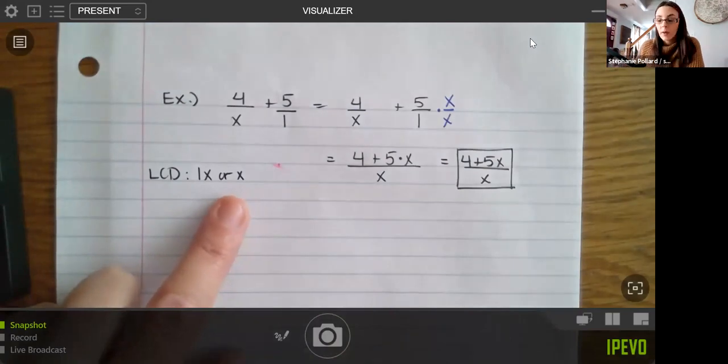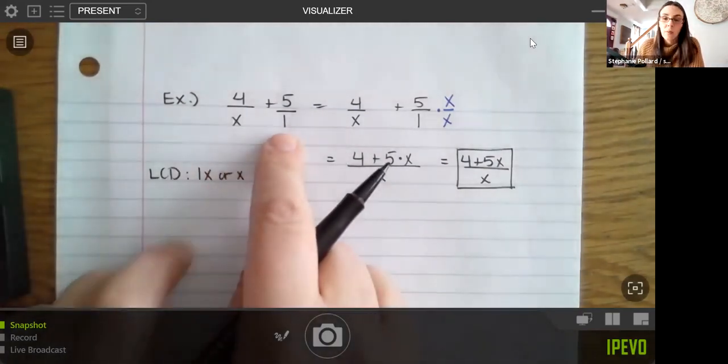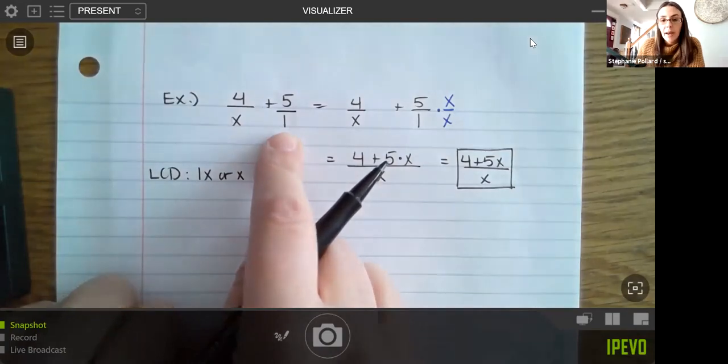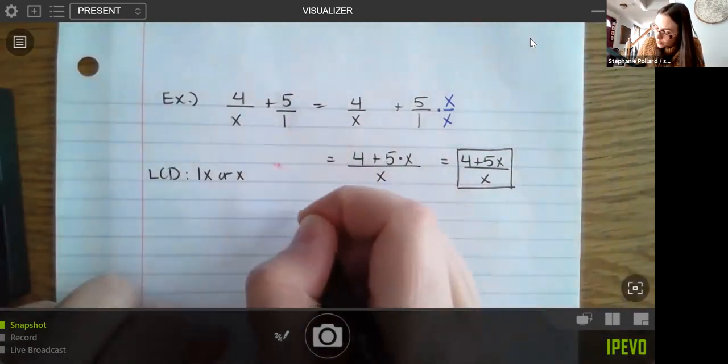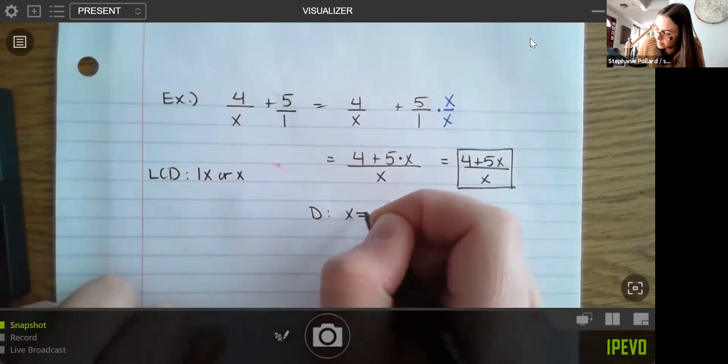Here, the only real denominator I have is x. So 1, I don't have to worry about being 0 ever. It's just a number. But x can obviously take on different values. So for your domain here, you do need to make sure that x is not 0.